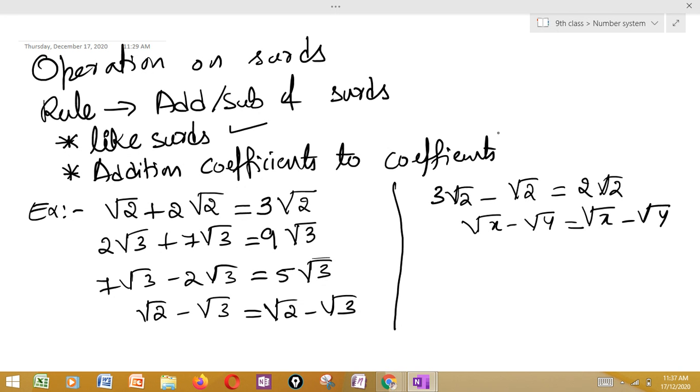Okay. So usually children, what do they do? When we are asking them to add, they will add the radicand to radicand. Keep that in mind. You should not add radicand to radicand. I hope you are getting my point. Yes, sir. Then next rule will be coming, that you need to learn about the rule of multiplying the surds. The rule is different.